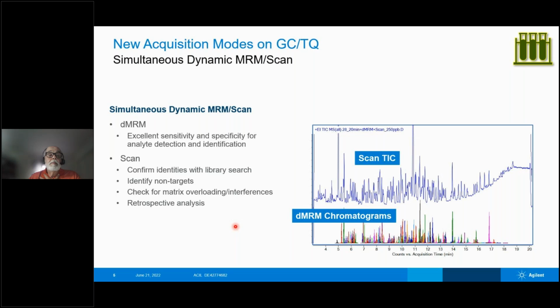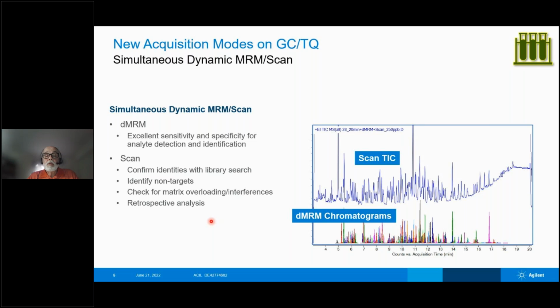But because dynamic MRM is fairly efficient in its use of acquisition time, it allowed us to put in simultaneous DMRM scan so that you can also get scan information while you're collecting your chromatogram.